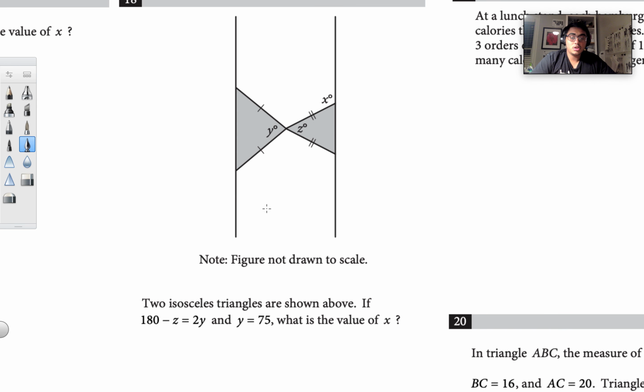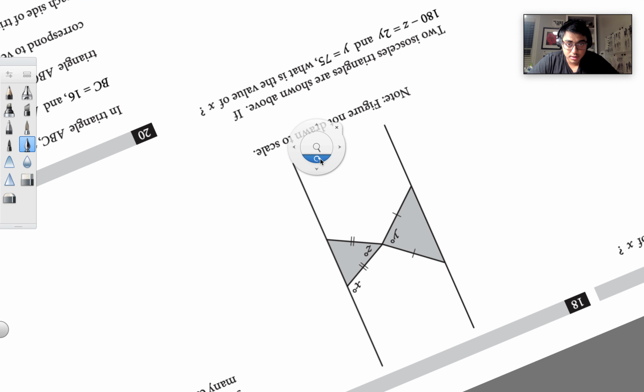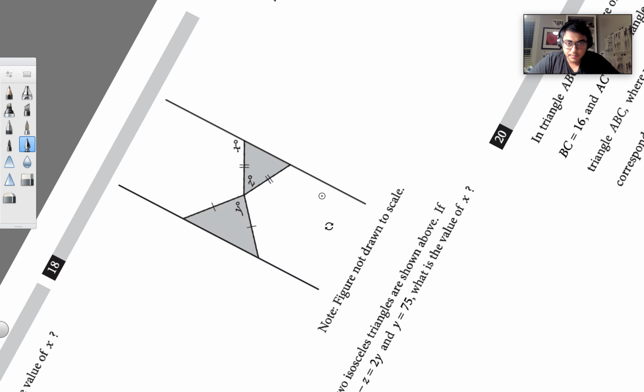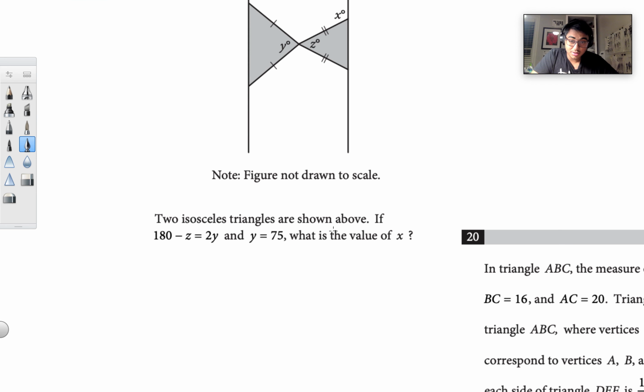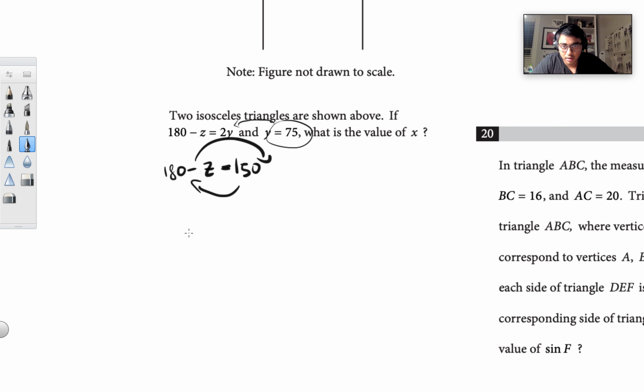Alright. Two isosceles triangles are shown above. If 180 minus z is equal to 2y and y equals 75, what is the value of x? Alright, we're given this value of y, so let's just plug it in here real quick. So 180 minus z is equal to 150. Now let's just move the z over here and the 150 here. So 180 minus 150 is equal to 30, which is equal to z.